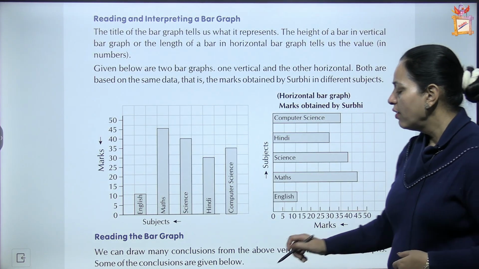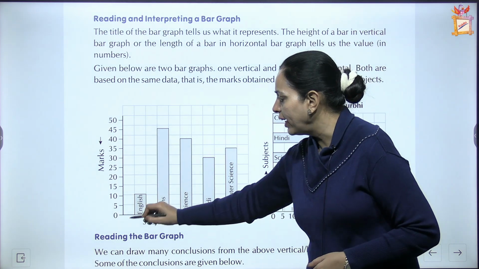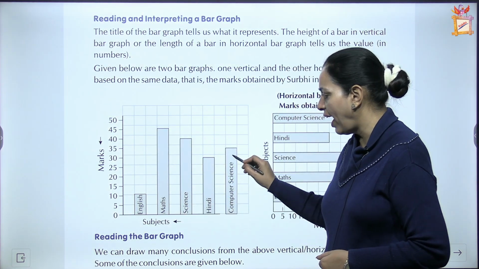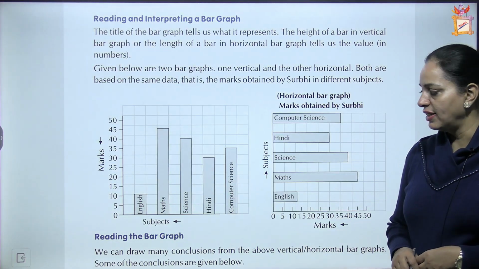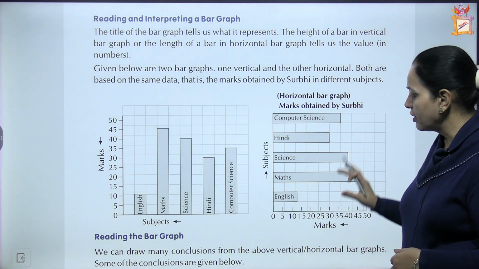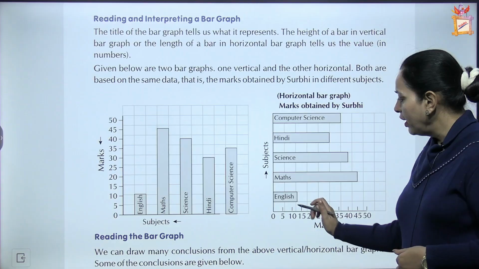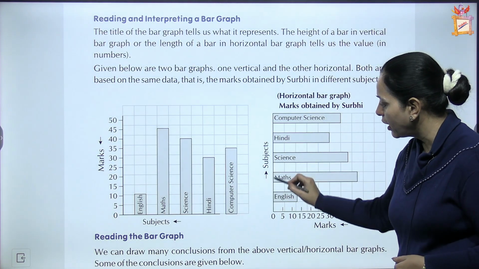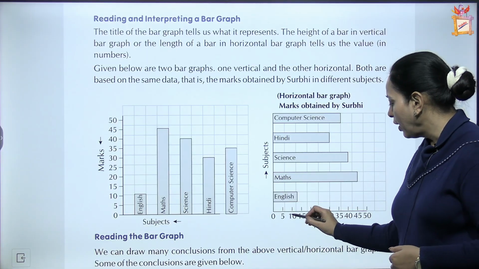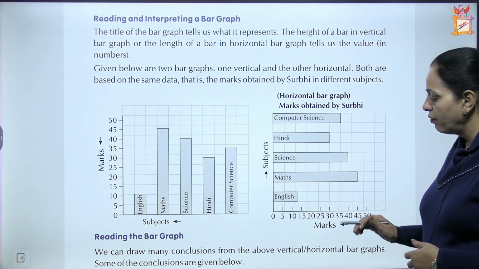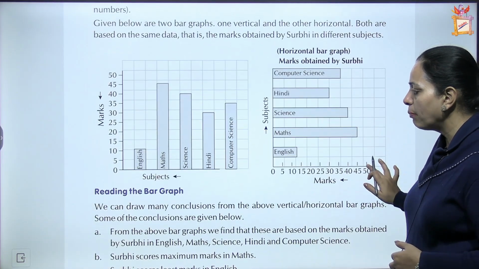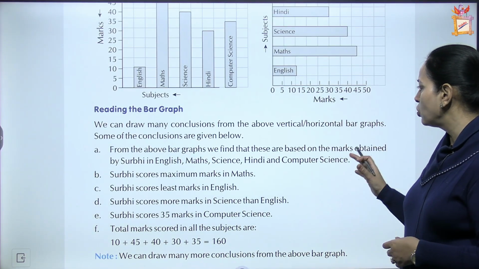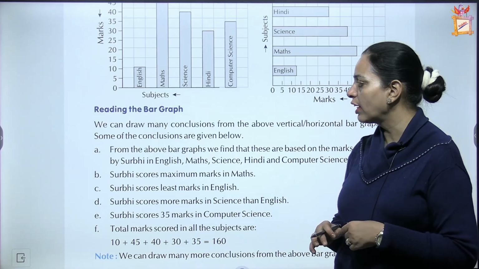So see here, this one, here subjects and here marks. So English, Math, Science, Hindi and Computer Science. And here, this is a horizontal bar graph, same English, Math, Science, Hindi and Computer Science. Now subjects along the vertical line and numbers or marks along the horizontal line. Now reading the bar graph, we can draw many conclusions from the above vertical or horizontal bar graph. Some of the conclusions are given below.